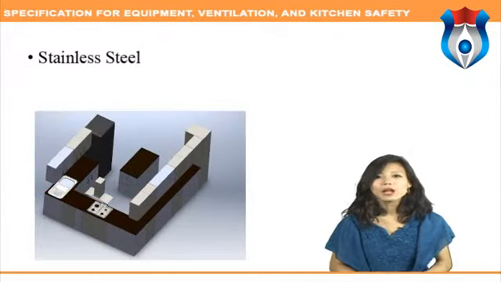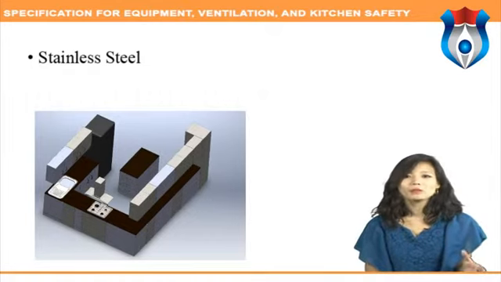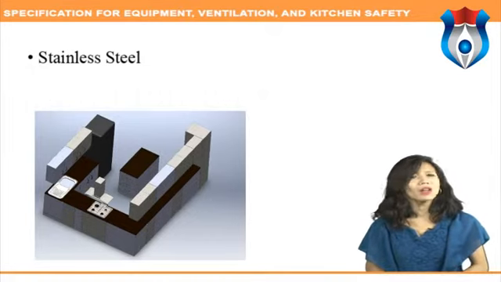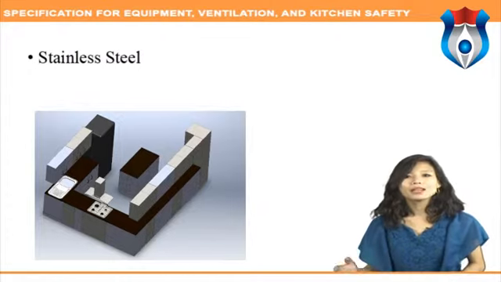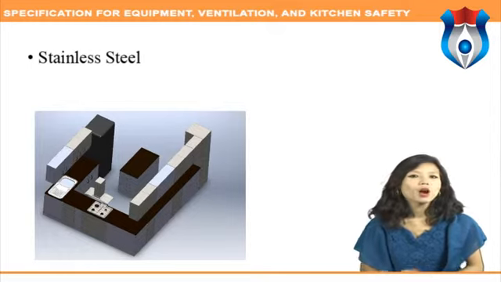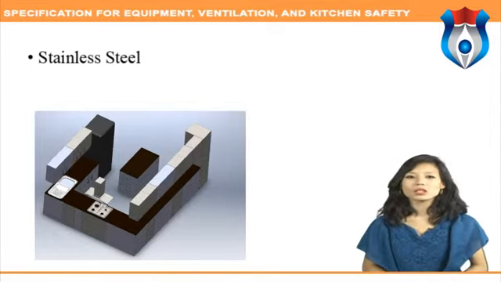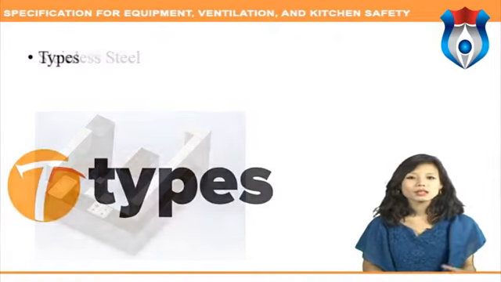Stainless steel. Stainless steel is an alloy containing a minimum amount of chromium and nickel and a maximum amount of other alloying elements such as manganese, silicon and carbon. Its use in kitchen equipment is based on the following characteristics: high corrosion resistance, high strength, hardness, durability, abrasion resistance, ease of maintenance. Types.